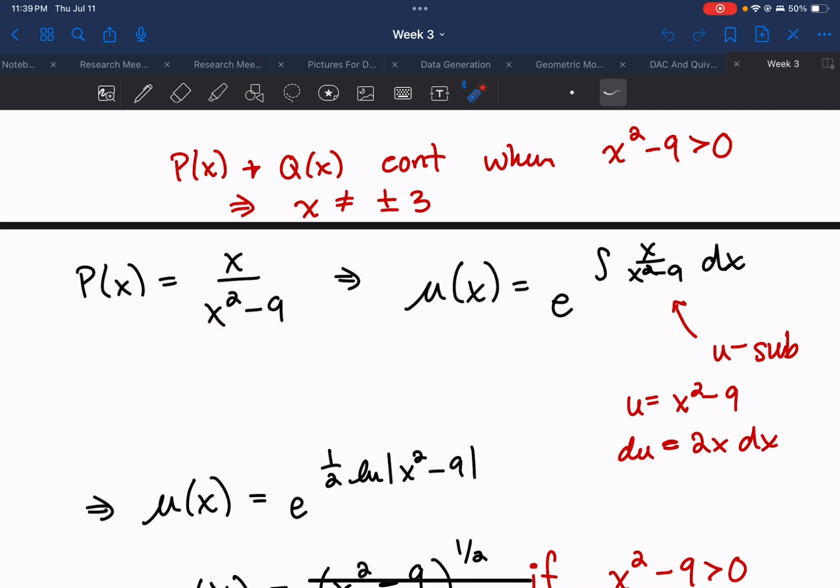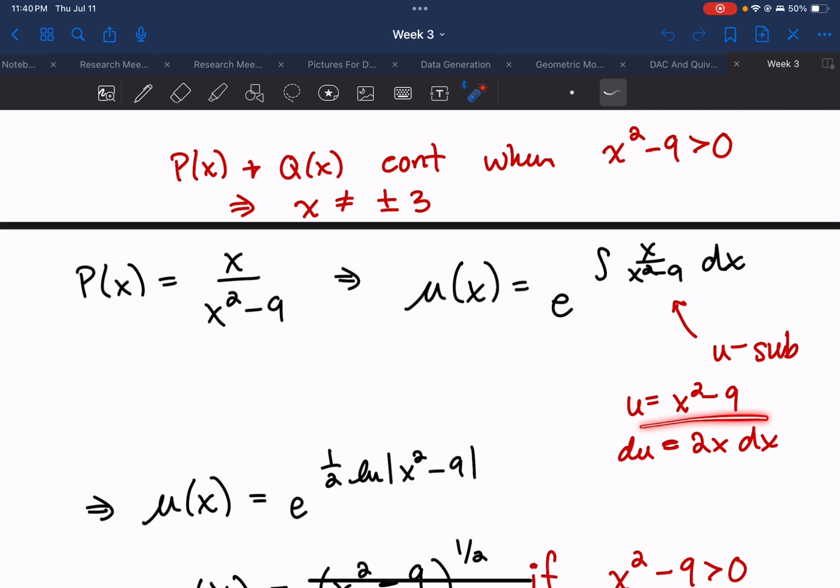In order to find the integrating factor, I have to set mu equal to e to the integral of p of x dx. And since this is quadratic over linear, I can do a u substitution. Thank goodness I can do a u sub. I'm going to do u equals x squared minus 9, and in that case, du is going to be 2x dx. So I'm actually going to have e to the integral of 1/2 times 1 over u du. And when I integrate that, I get e to the 1/2 natural log absolute value of u.